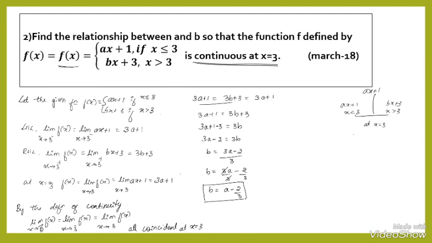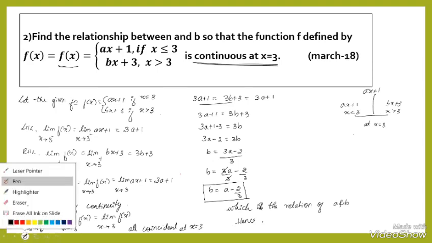Which is the relation of a and b. They given fine only. That's why, which is the relation of a and b. Up to this much, we have to solve. Which is the solution of the given problem.